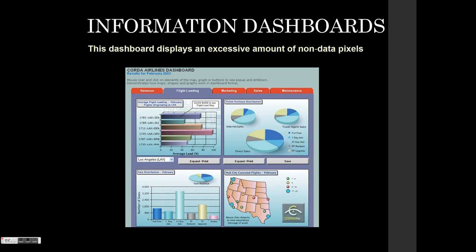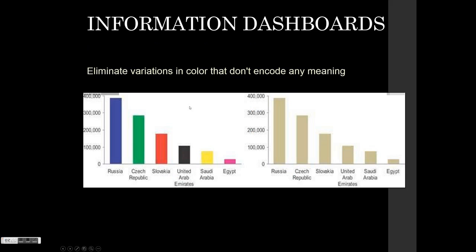This dashboard displays an excessive amount of non-data pixels. As you can see in the upper left column chart, rather the bar chart, there's grid lines. There's a decoration of a pattern in the background. There's three-dimensional bars with colors that we don't know what they mean. In the bottom left, there's three-dimensional cylinders. And we also see the company's logo. None of this is providing or embellishing the data. Rather, these are non-essential, non-data elements.